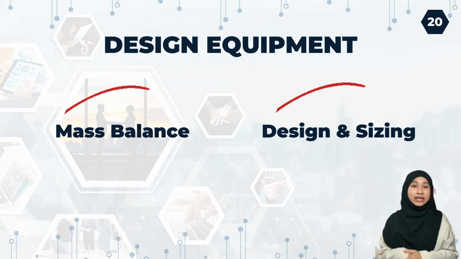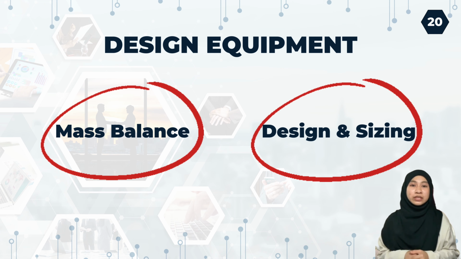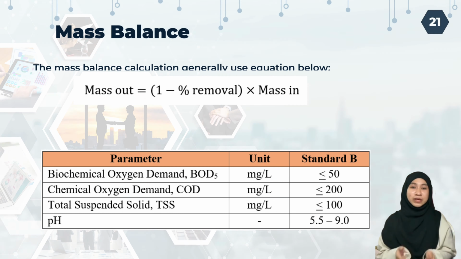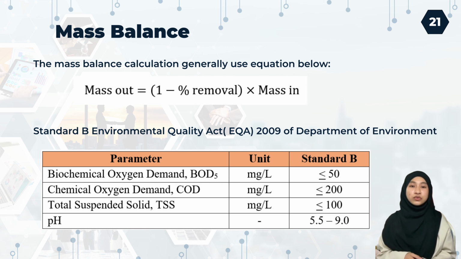Next, in designing equipment, two major parameters are used, which are the calculation of mass balance, then the design of the equipment. In the mass balance, the calculation generally uses the equation below, which is mass out equals 1 minus percent of removal times the mass into the system.